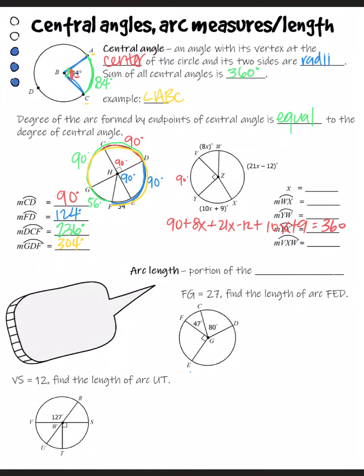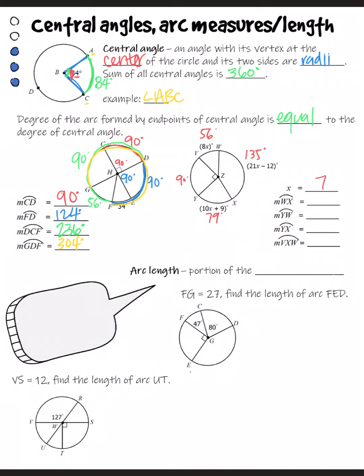When I add all these up, then x equals 7. Okay, so if x equals 7, then I can plug in 7 here, 7 here, 7 here, and I can get each of those measures. Okay, I get 56, 135, and 79.